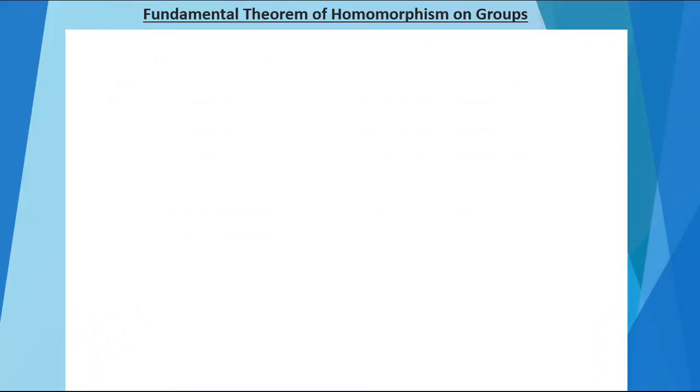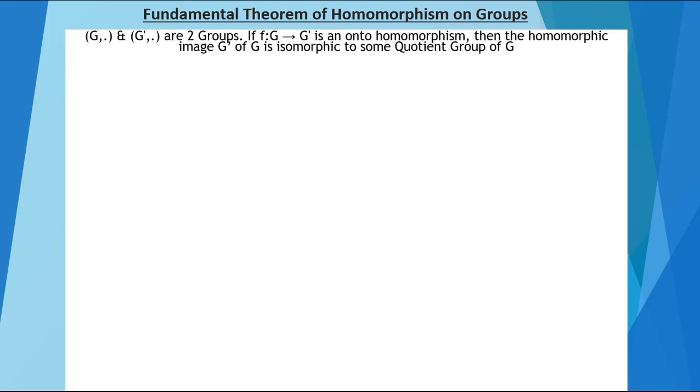Next, fundamental theorem of homomorphism on groups. The statement is: G and G dash are two groups. If f from G to G dash is an onto homomorphism, then the homomorphic image G dash of G is isomorphic to some quotient group of G.